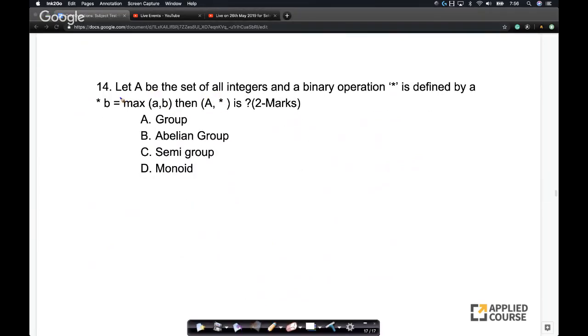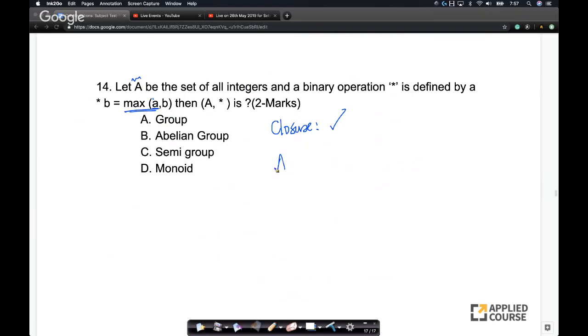So the question here is, let A be the set of all integers and the binary operation is defined as max. Again, we have seen this in the course videos itself. Is this a group, abelian group, semi-group, or monoid? Again, we have seen this example, but let me just solve it. Closure. Okay, it is closed. Obviously, max of A comma B will be one of these two, and since A and B belong to the set of all integers, this certainly is closed.